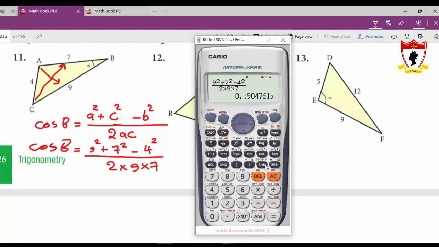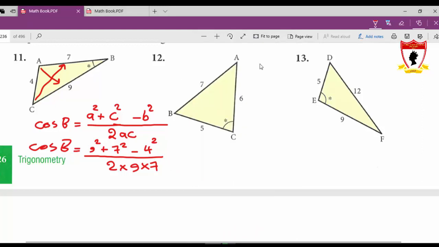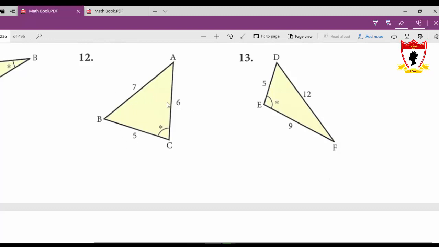The result is a recurring decimal, but what we need is the cosine inverse of this result, because this result doesn't represent the angle. Then cosine inverse of the result is 25.20, so it's nearly 25 degrees, or 25.2, both acceptable. Then finally angle B is 25.2 degrees.